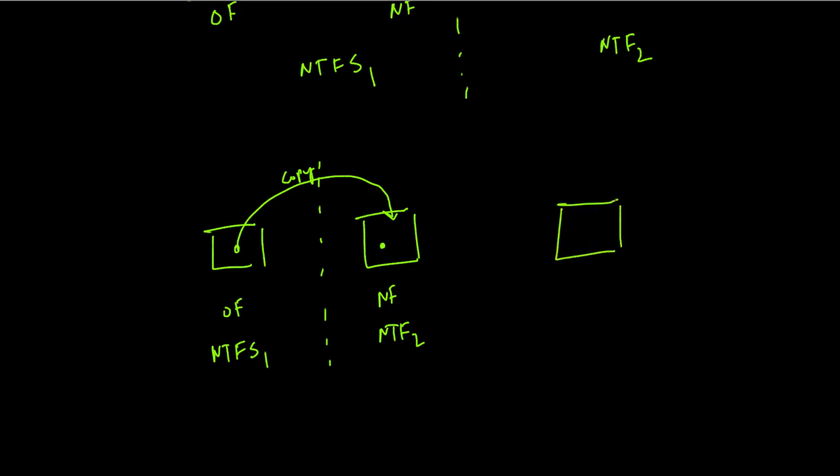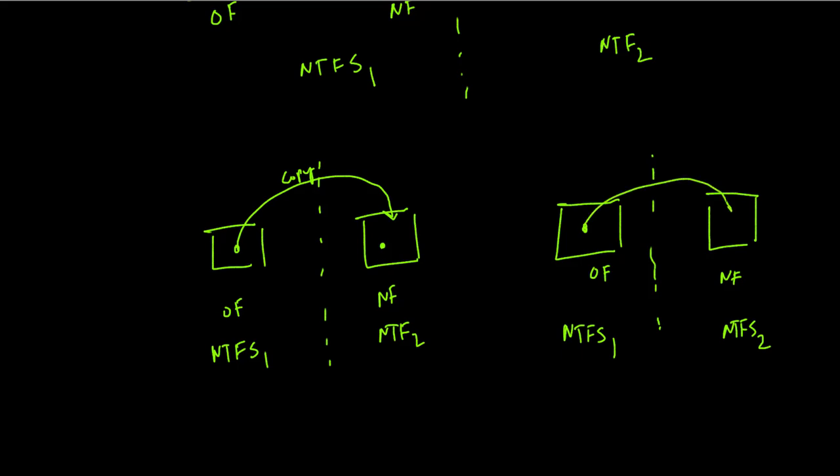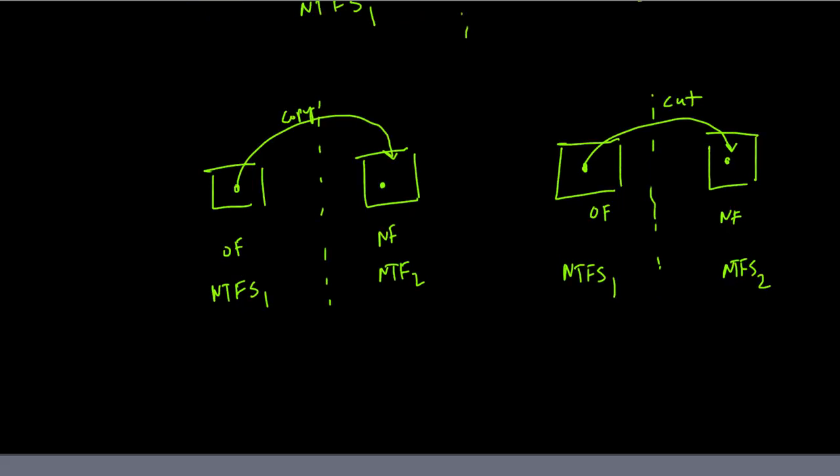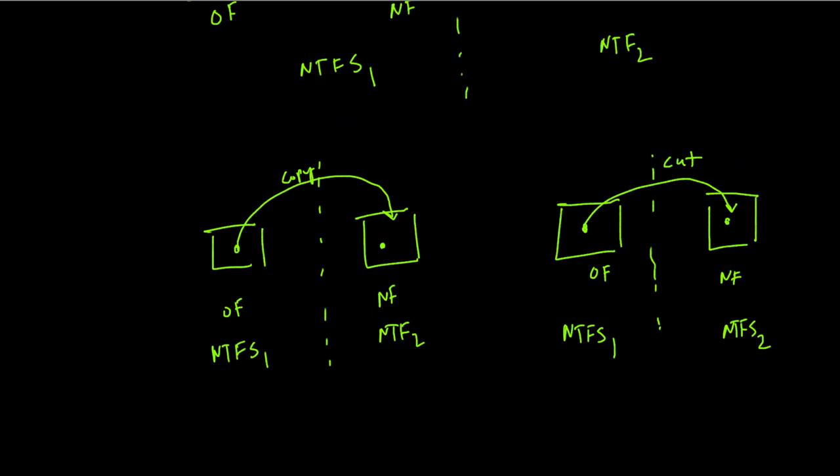So we've got a file here. We'll call this an old file, and we'll call this one here a new file. And we'll say again, we've got two different partitions going on. We've got a new technology file system, NTFS 1 here, and NTFS 2 here. And we'll talk about what happens when we cut a file and move it here. So we're going to cut here.